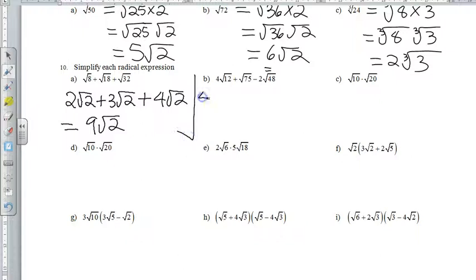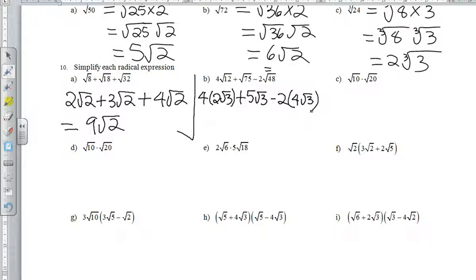So when I say 4 root 12, that's 4 times root 12. Here's my thinking, I just do this in my head. 12 is 4 times 3, so it's the root of 4 times 3, which is root 4 root 3, or 2 root 3. 75 is 25 times 3. Root of 25 is 5, so this is 5 root 3. 48 is 16 times 3, and the root of 16 is 4. So root 48 is 4 root 3.